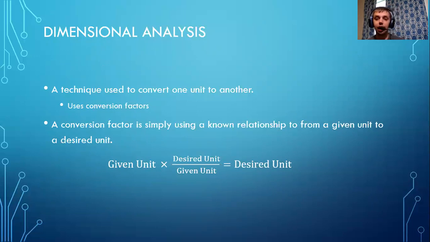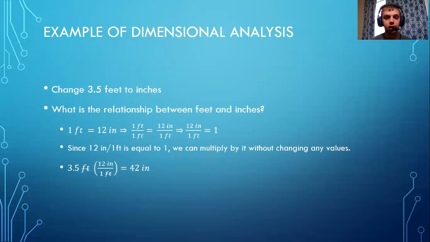Dimensional analysis is just a technique used to convert one unit to another, and it does this by using what's called a conversion factor. A conversion factor is simply using a known relationship to get a wanted unit from a given unit. So in this example, the given unit times the desired unit over the given unit equals the desired unit, because the given unit cancels out and you're just left with the desired unit. I believe the next slide will have more information on this.